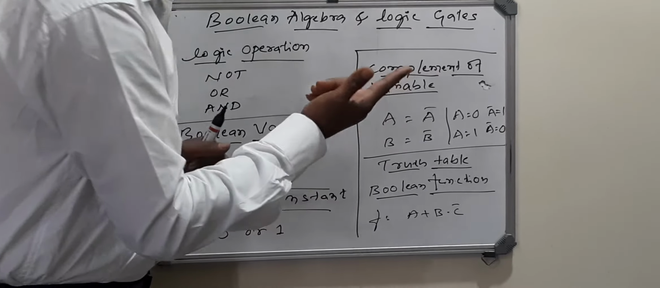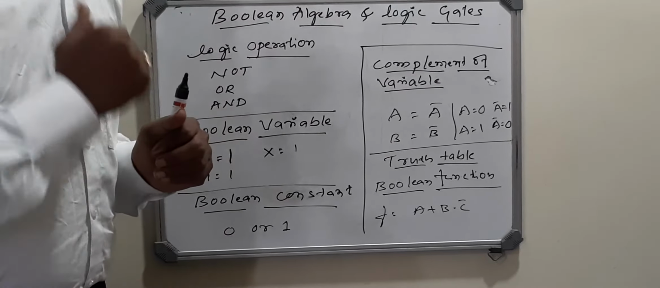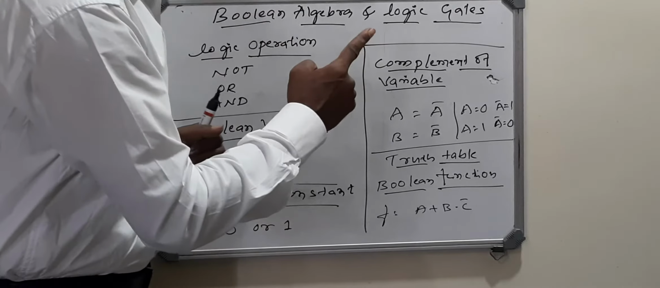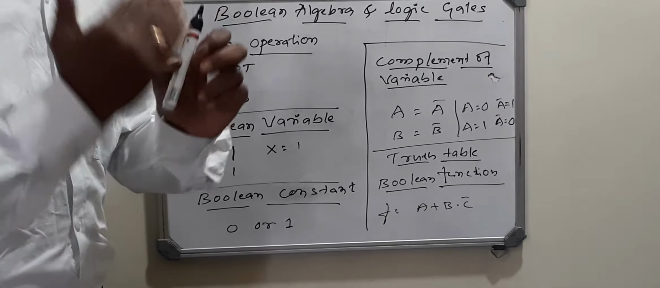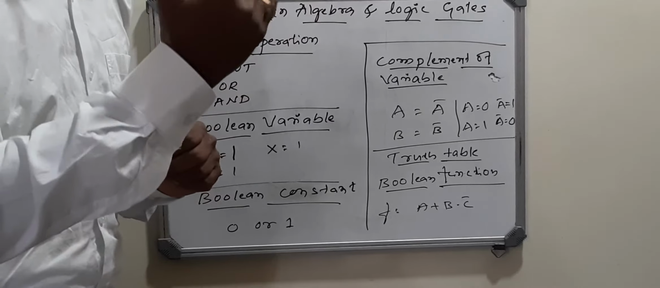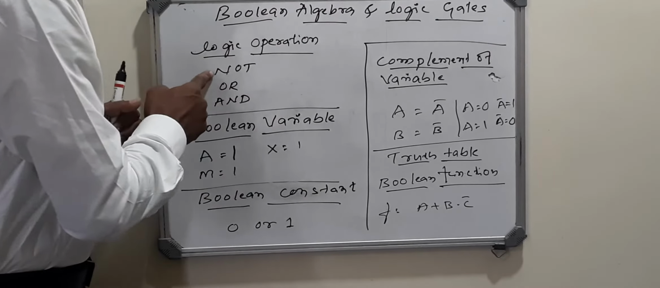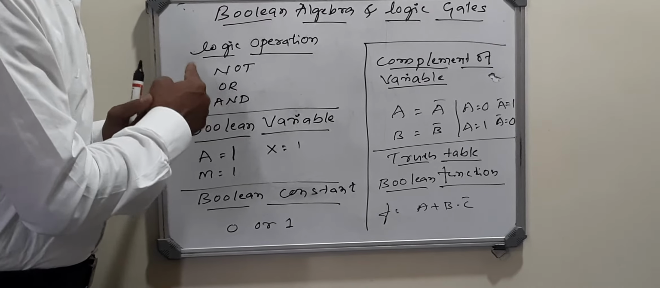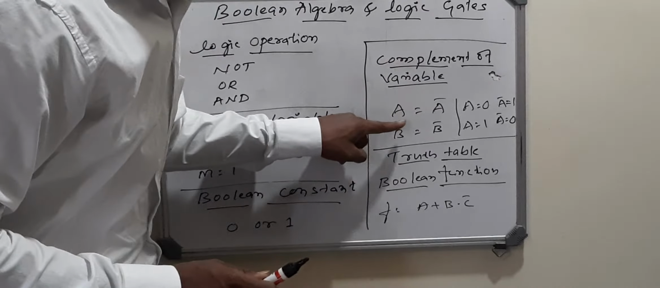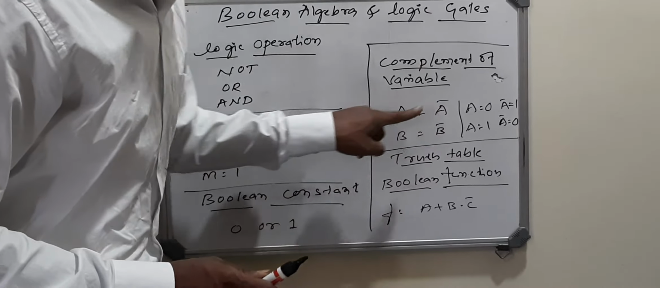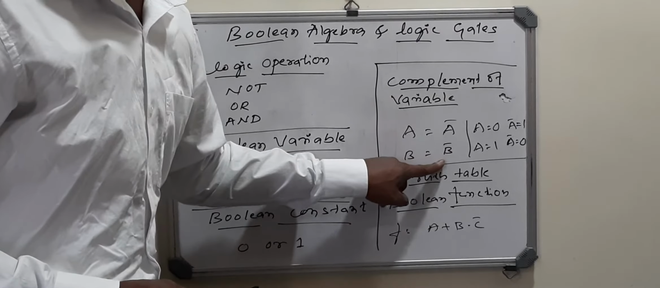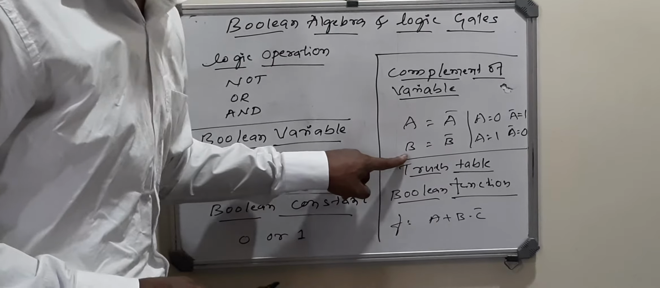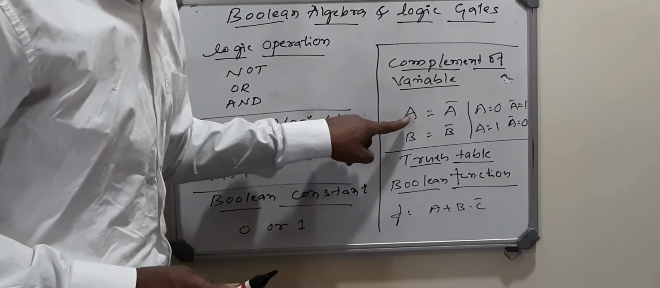Now if a is 0, then a bar becomes 1. Now if a is 1, then a bar becomes 0. The complement gets reversed. What was 0 becomes 1, what was 1 becomes 0. So that is complement. There is a not operator in Boolean algebra. So here I have given one example. A complement is a bar. Here a is variable, b is variable, b complement is b bar. So here b bar is a complement of b, a bar is complement of a.